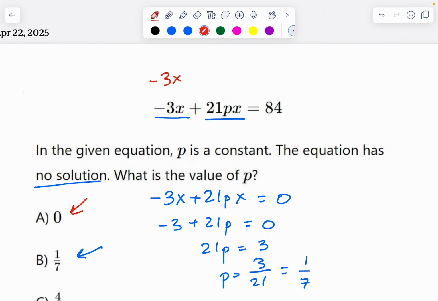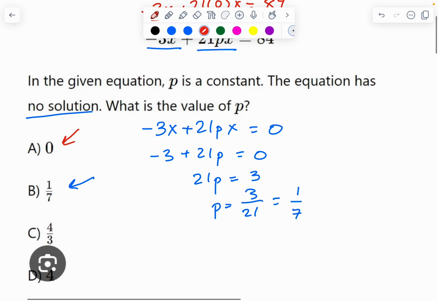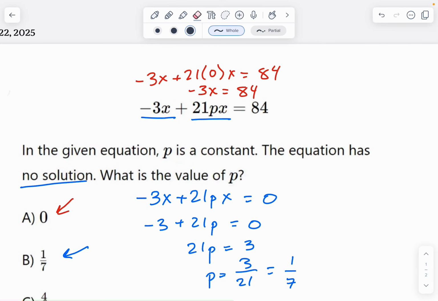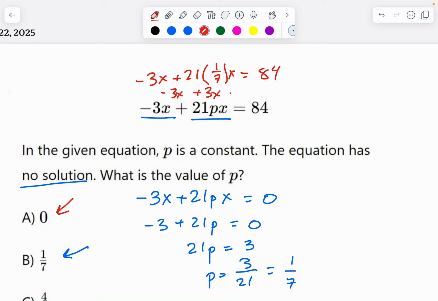Okay, so if I did negative 3x plus 21 times 0x equals 84, well, you couldn't see what I was underlining, that goes to 0, and so I get negative 3x equals 84, which has a solution. So that's no good. Let's verify with our 1/7. If I do that, then I have negative 3x plus 3x is equal to 84, which gives me 0 is equal to 84. Therefore, that's our no solution. Okay, I think my eraser is too thick. Anyway, let's try the next one.